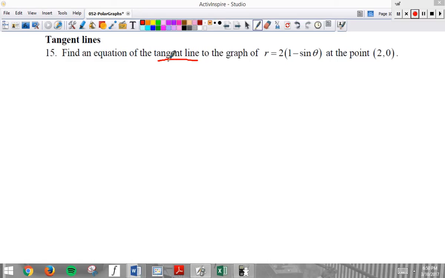So for a tangent line, I need two things. I need a point, and I need a slope. So guess what, guys? I already found my point. It's right here. Great. So now I need a slope. And here's how polars are similar to parametrics.